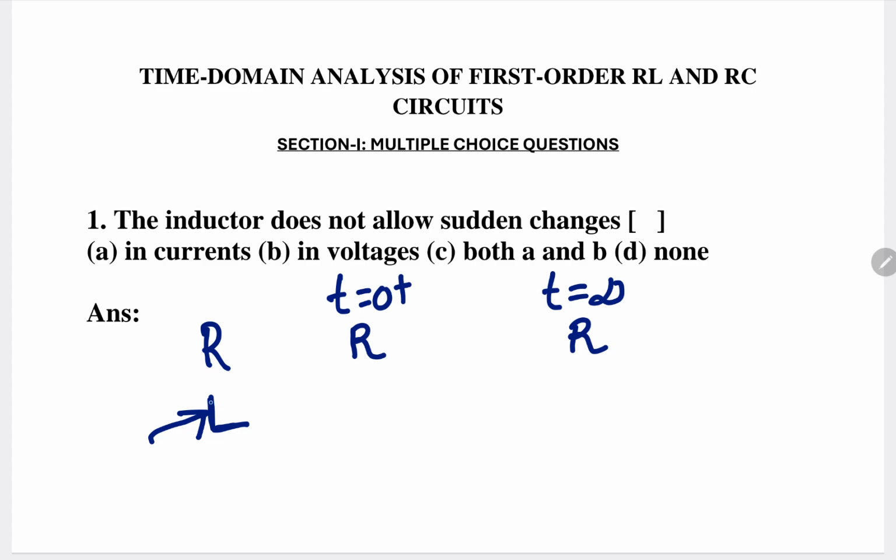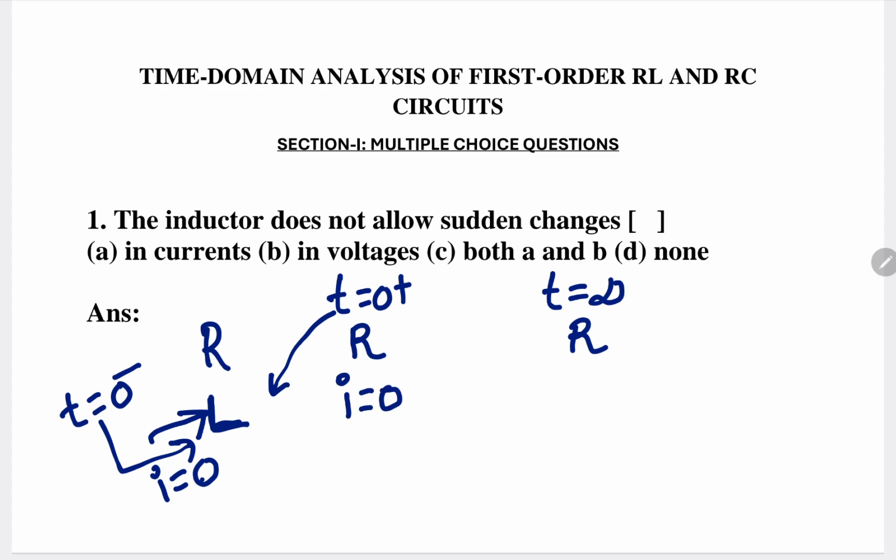Clearly we know that before the switching operation, that means at t equal to 0 minus, there is no current in the inductor because it is an uncharged inductor. So before the switching operation, at t equal to 0 minus, the current is 0, which means after the switching operation also the current in the inductor is going to be 0, because we know that the inductor does not allow sudden changes in current. That means if the current is 0 before the switching operation, after the switching operation also the current is going to be 0.